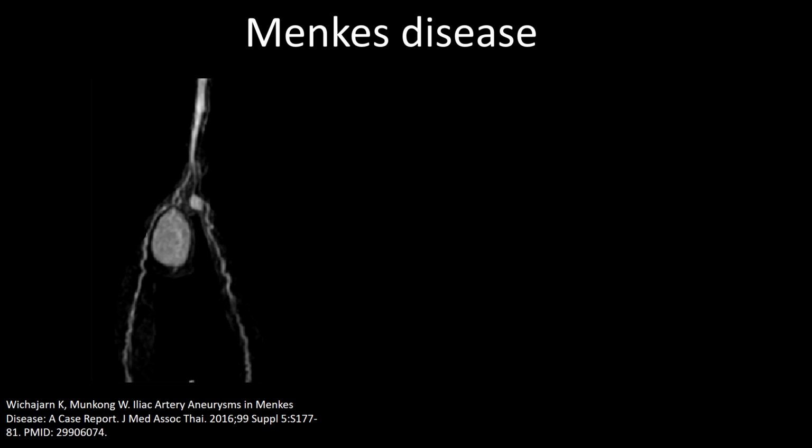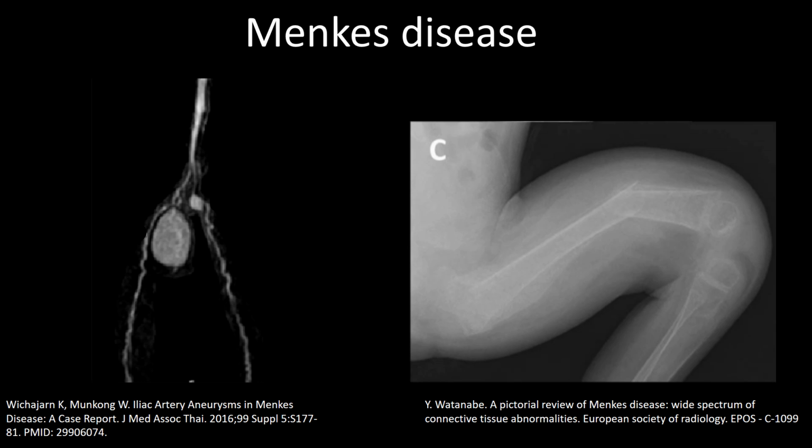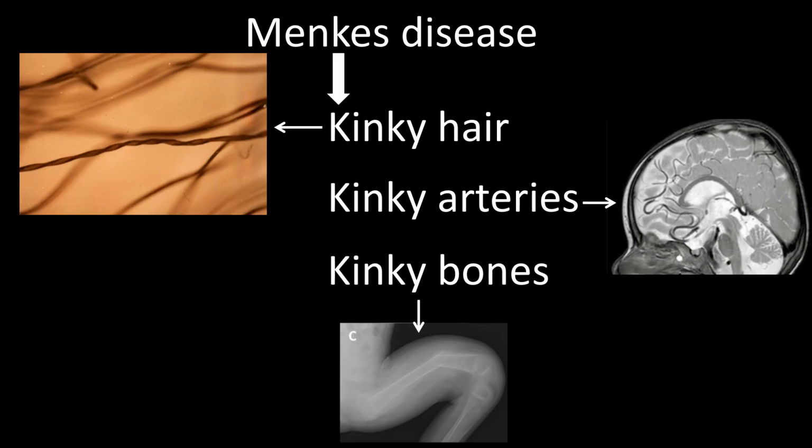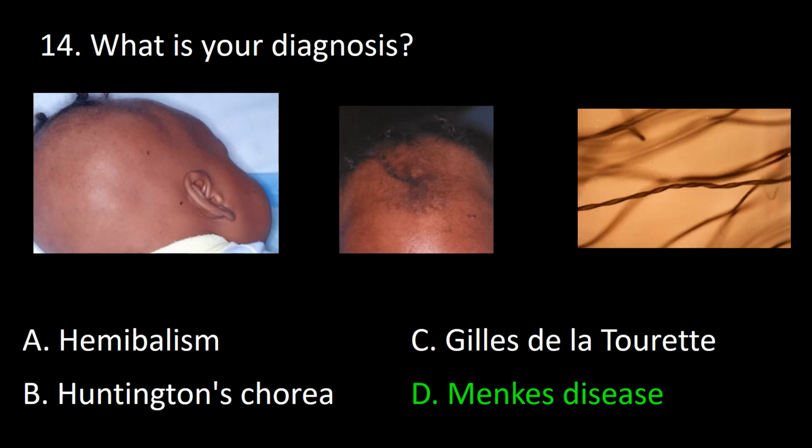Arterial aneurysm: here you can see a larger right internal iliac artery aneurysm and a smaller left common iliac artery aneurysm. Fragile bones can lead to fractures. To remember some of the manifestations of Menkes syndrome or disease, think kinky, which means twisty. And remember this figure: kinky hair, kinky arteries, and kinky bones. So the answer to this question is D.